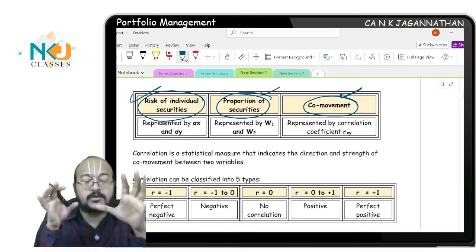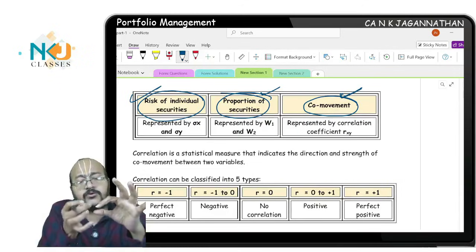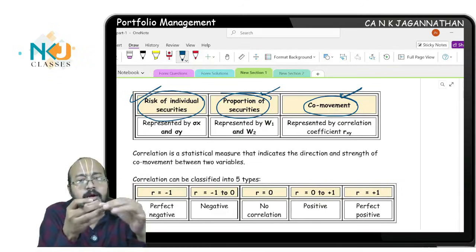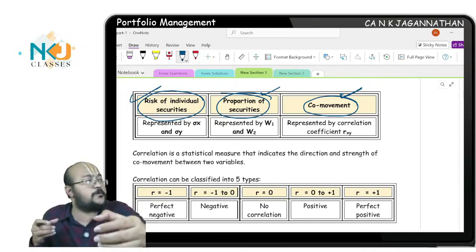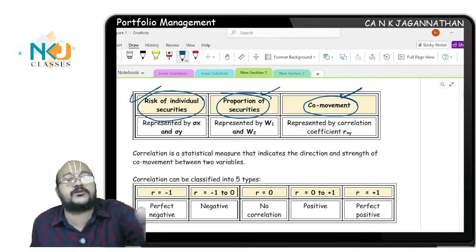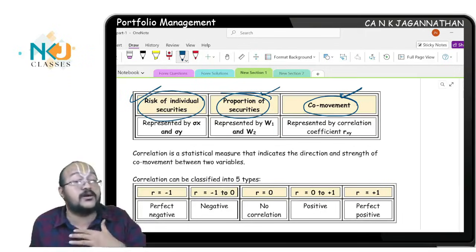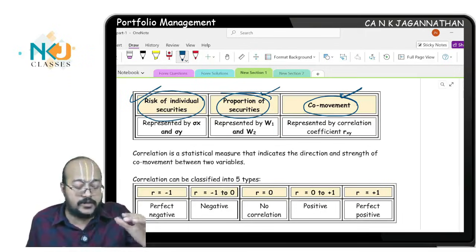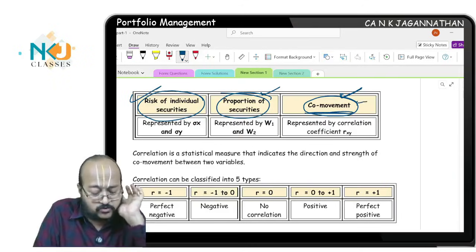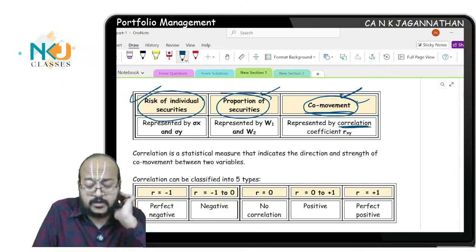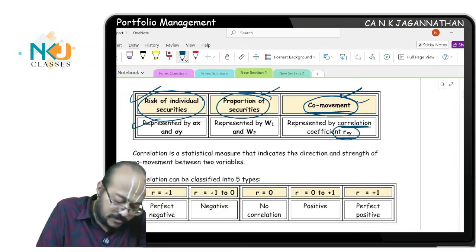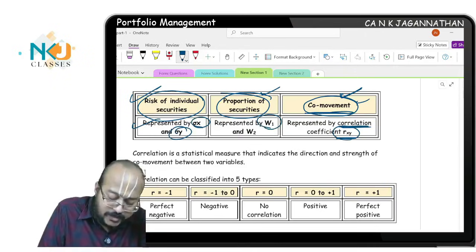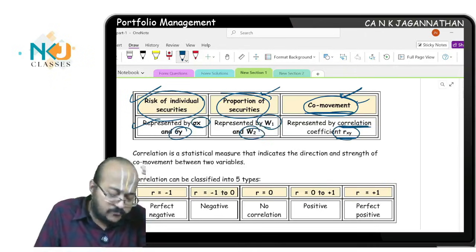Now the point is, when you construct a portfolio using 2 securities, sometimes what happens, the 2 securities may go in opposite direction. X gives you a positive return, Y gives you a negative return. The co-movement also becomes important. That's why you need to capture the co-movement also, right? So represented by correlation coefficient Rxy, the correlation of x and y, represented by sigma x and sigma y, represented by w1 and w2 or wx and wy. This is all given.